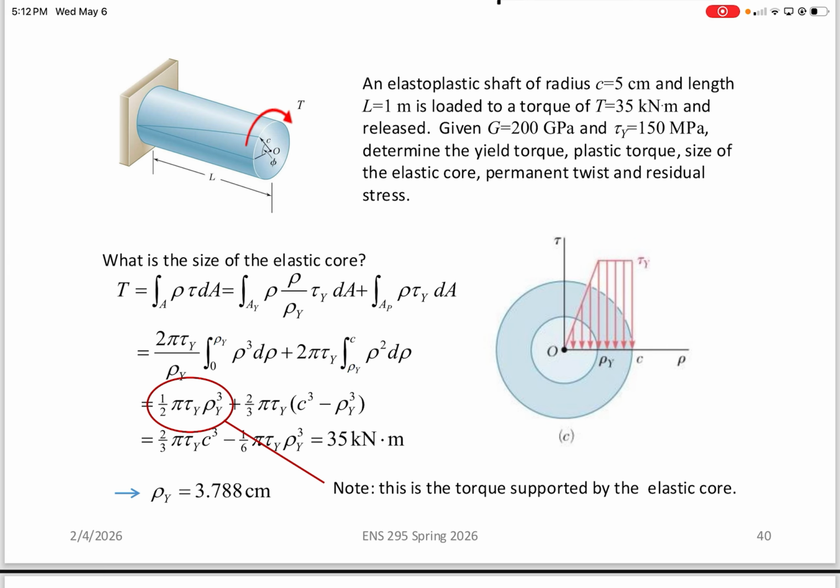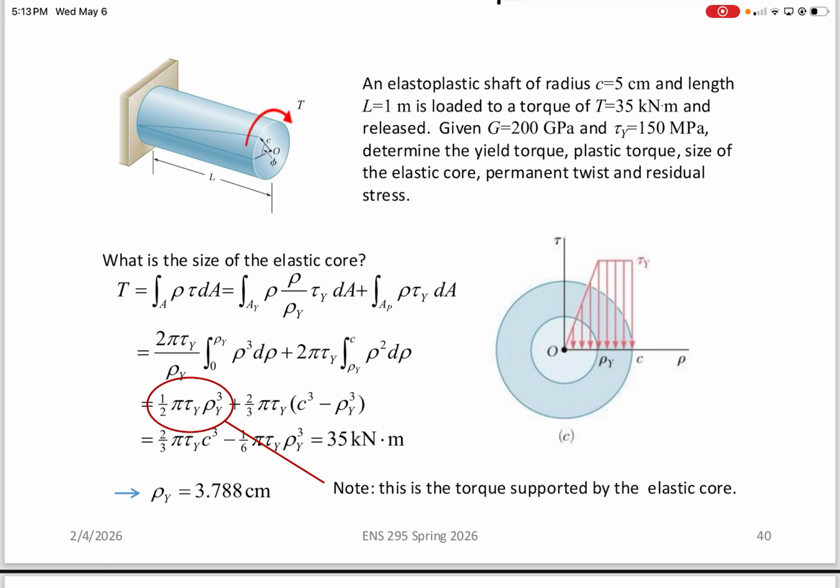All right? So from there, the integration gets solved, and we set the total torque equal to our existing 35 kilonewton meters, which is the torque applied to the rod. Then you can back calculate the yielding radius, rho y, and we end up with that radius equaling 3.788 centimeters.